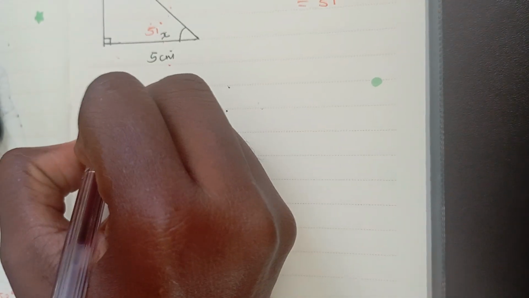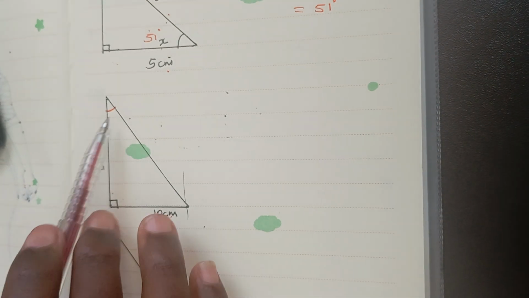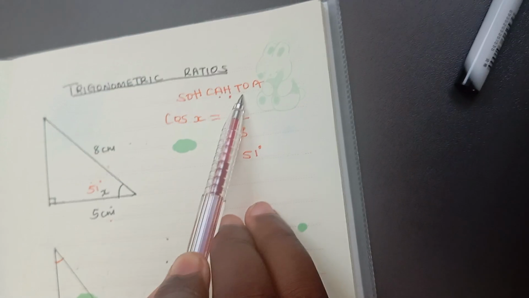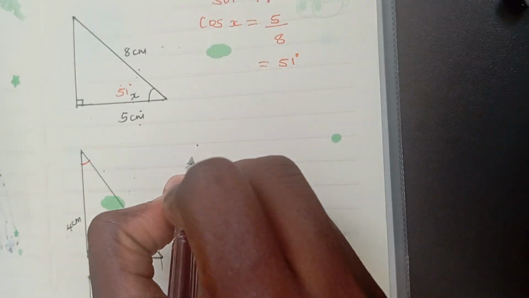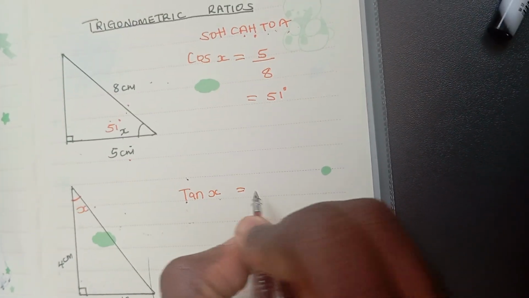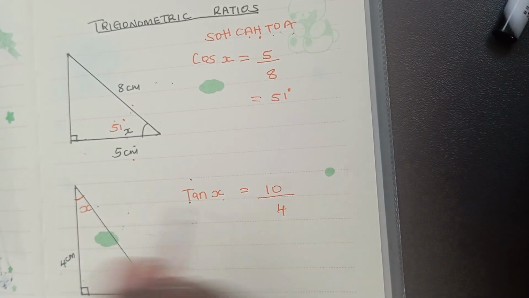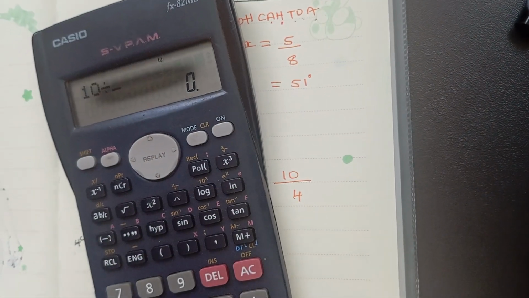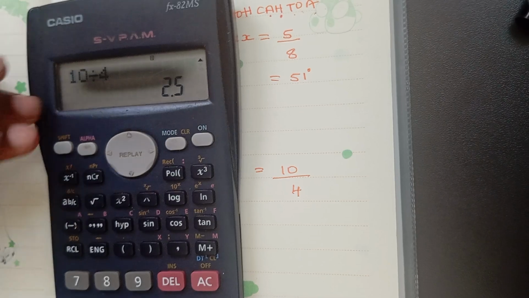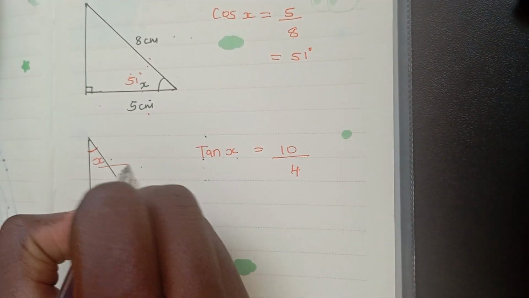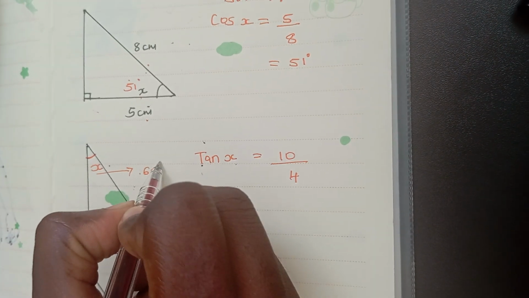Then we have the next question here. We want to find this angle there. We can use opposite over the adjacent. So which one is that? Tan. So tan x, we can label this angle x here, is equal to the opposite over the adjacent, the side that is closest to the angle. Then we work it out: 10 divided by 4, which is 2.5. Then shift tan, your answer, which is 68. So our answer here is 68 degrees.